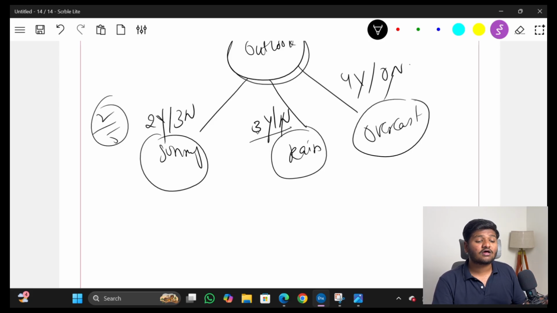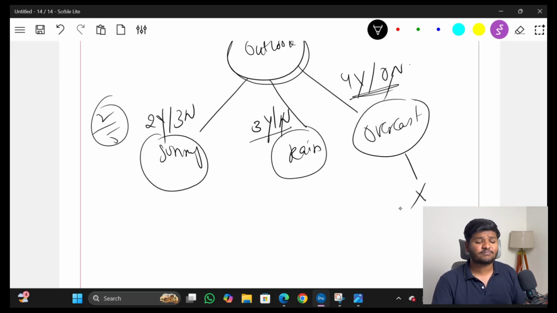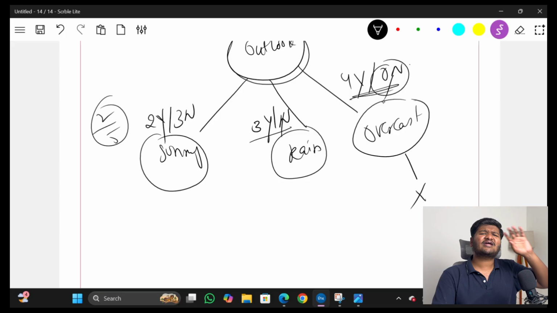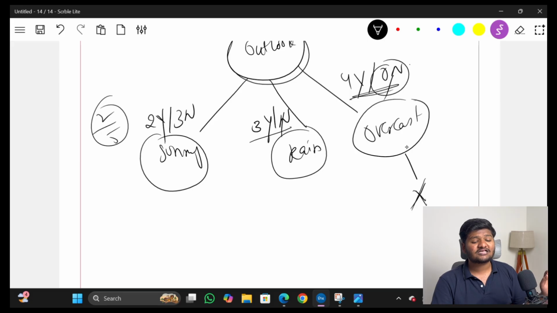Now, what is there here? 4 yes. If it is overcast anytime, if the outlook is overcast, I can go and play. So further split is no need. If any 0 no's or 0 yes occurs, you can typically say this has no further split.